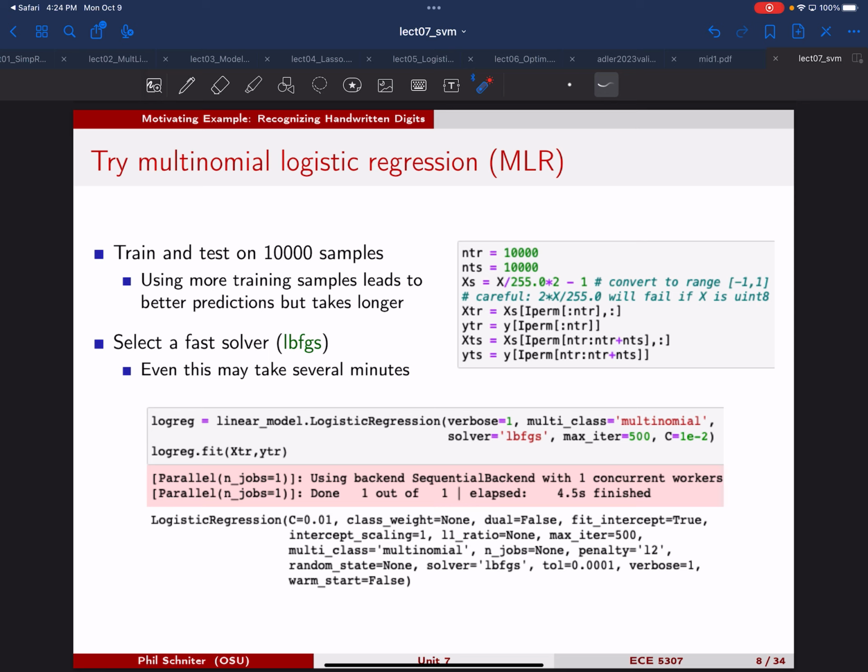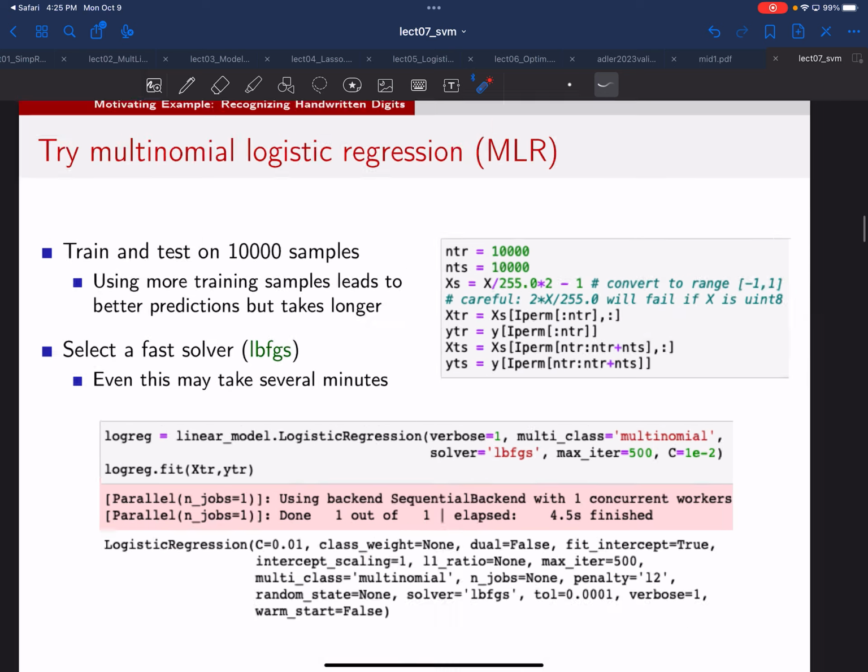So what we're going to do is divide by 255. That's going to get things in the range of 0 to 1. Then we multiply by 2, so now it's in the range of 0 to 2, and subtract 1, now it's in the range from -1 to 1. So it's just in a more friendly range for some of the prediction functions.